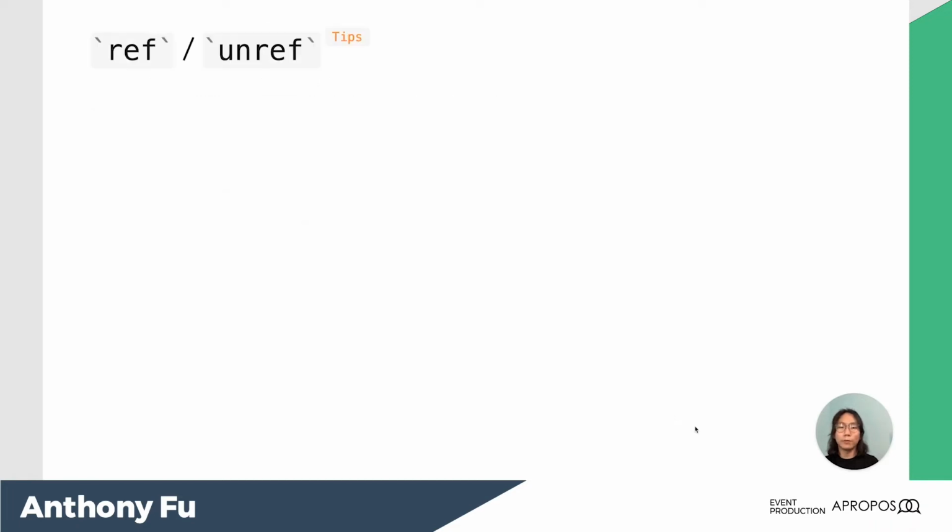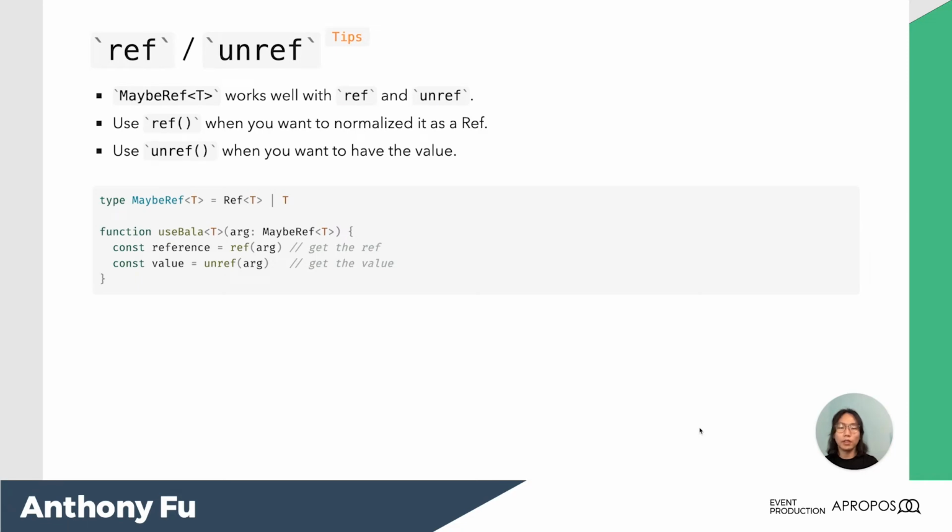Let's do a quick summary so far. We can use MaybeRef in arguments to make the function flexible, use the ref function when you want to normalize it as a ref, and use the unref function when you want to get the value. Both of them are universal and there are no conditions needed.